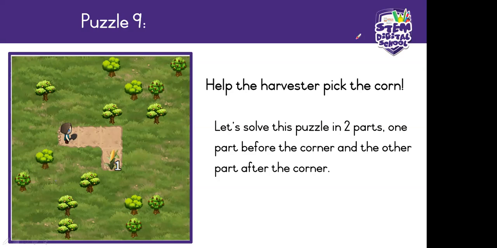So puzzle 9, you see the harvester is going to turn here. So she'll be going in 2 directions. Okay, so the way we're going to do it is we're going to solve the puzzle in 2 parts, one part before the corner and the other part after the corner.